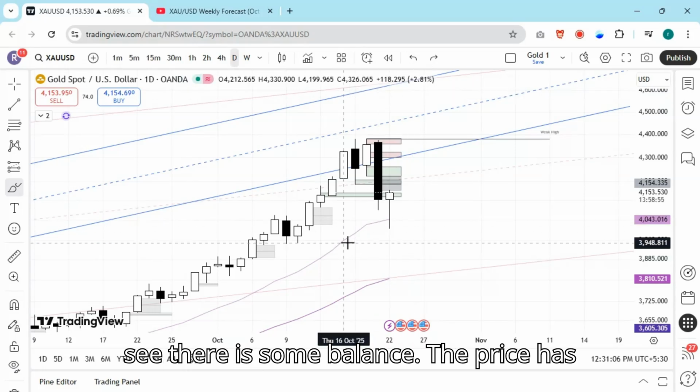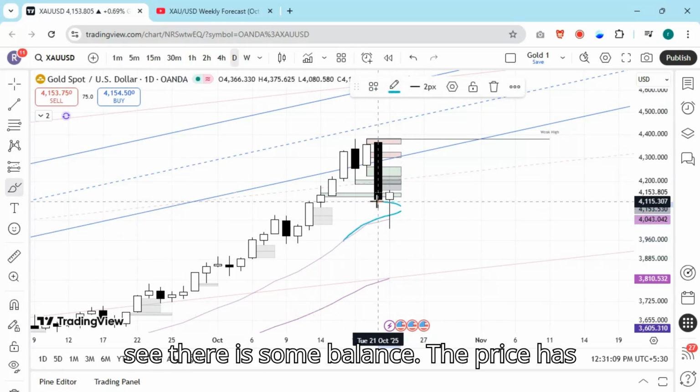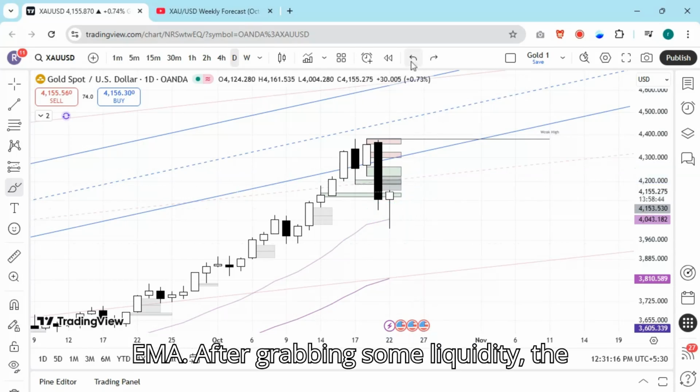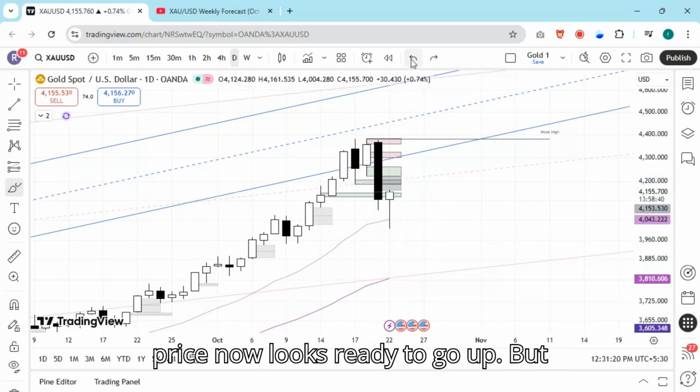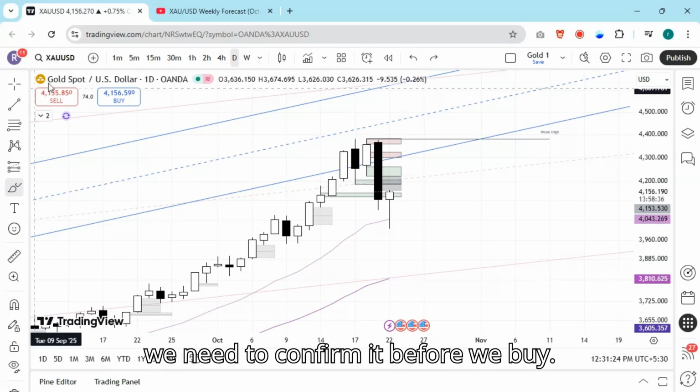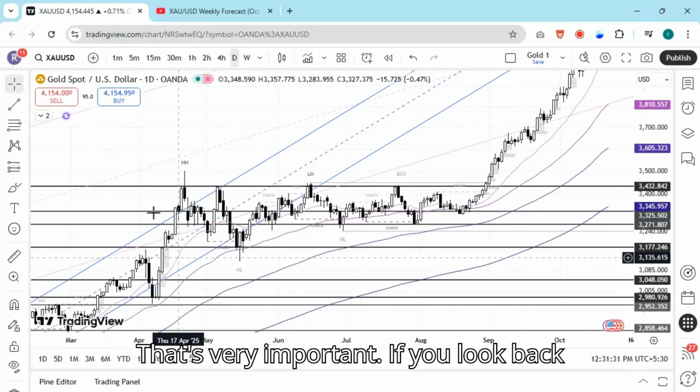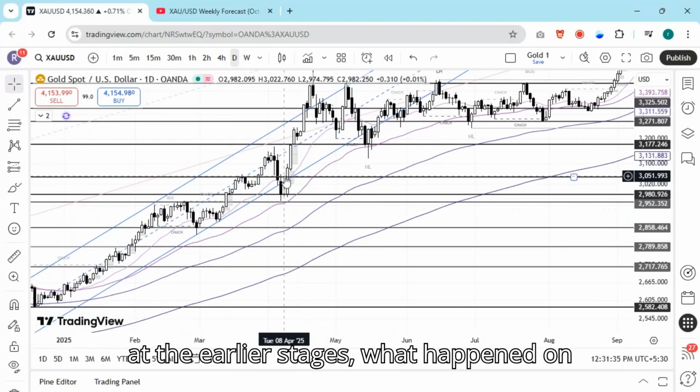Now you can see there is some balance. The price has come down to meet the daily chart 20 EMA. After grabbing some liquidity, the price now looks ready to go up, but we need to confirm it before we buy. That's very important.